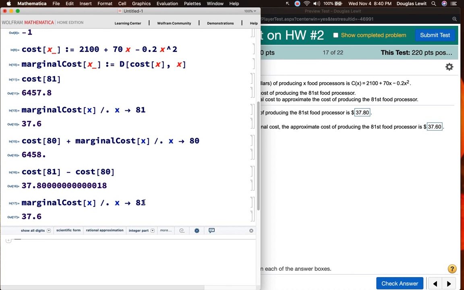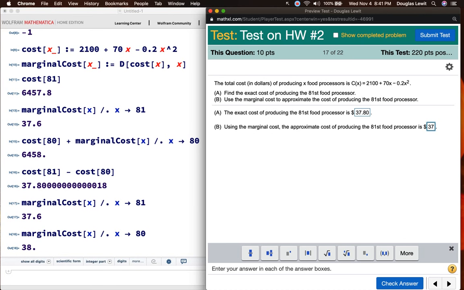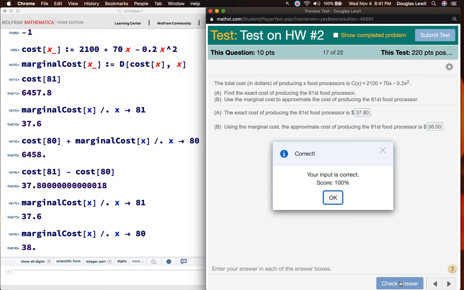Okay, unless they're using X equal to 80 instead of X equal to 81, in which case this would be $38. Okay, your input is correct. Score 100%. So we better review this just to make sure there's no confusion.